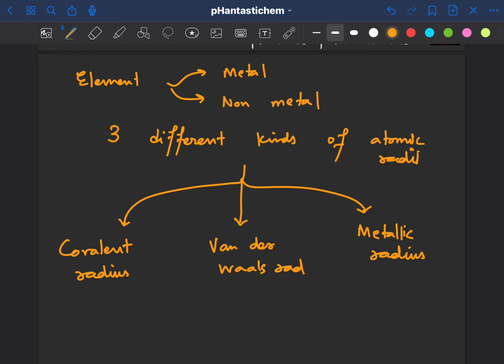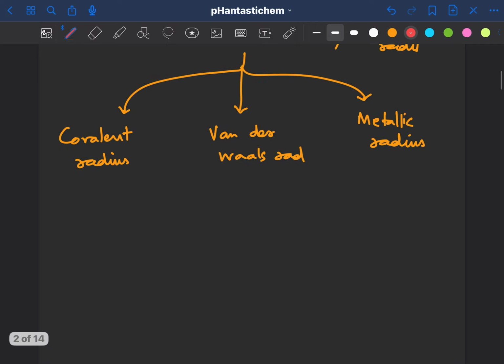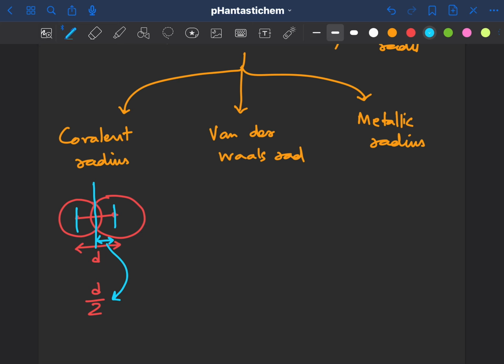Not going into much detail about what these are individually, I will give you a pictorial representation. Covalent radius is the radius when the bond is covalent. So obviously there is going to be overlapping. So this distance, let us say this is D. Half of it, D by 2, this distance, is known as covalent radius.